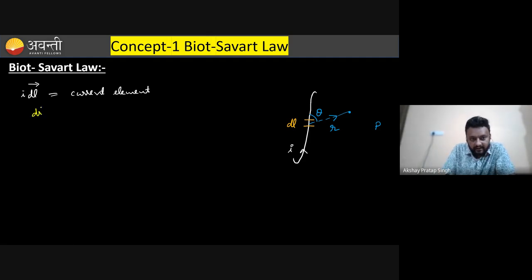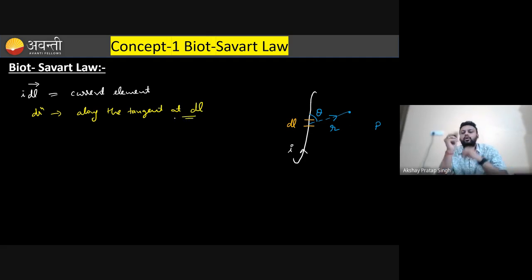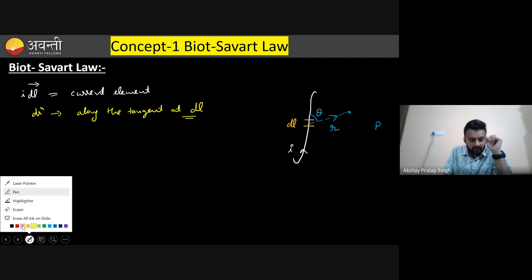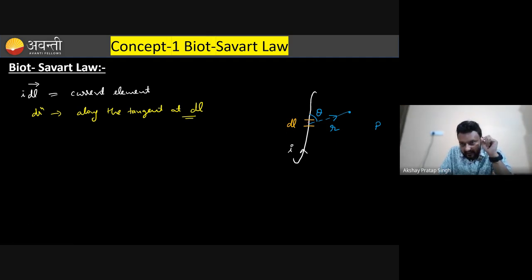Direction of this current element is along the tangent at DL. That means you need to draw a tangent at DL and that will be the direction of your IDL vector. Now, if I show you, this is the DL and if I draw a tangent at this point, this tangent will be something like that.